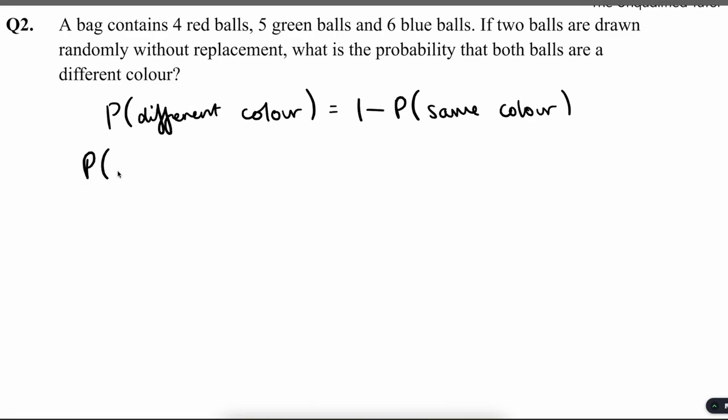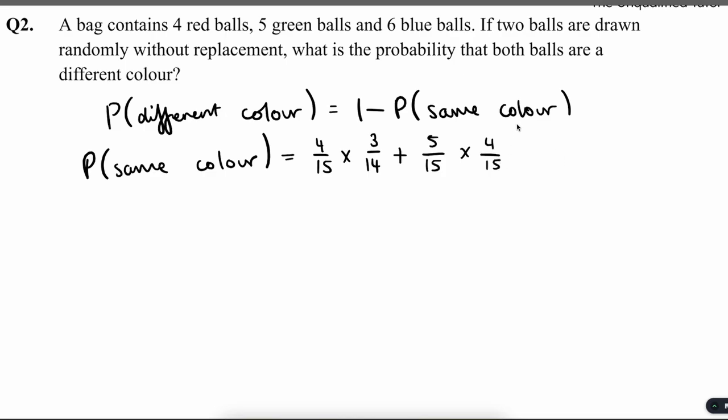So the probability that the balls are the same colour, well, first let's start with the red ones. What's the probability that we get both balls red? So we get 4 over the total, which is 15, times 4 minus 1 is 3, 15 minus 1 is 14, because remember we're not replacing the balls. And then we're going to add on the probability that both are green, that's 5 over 15, times 4 over 14.